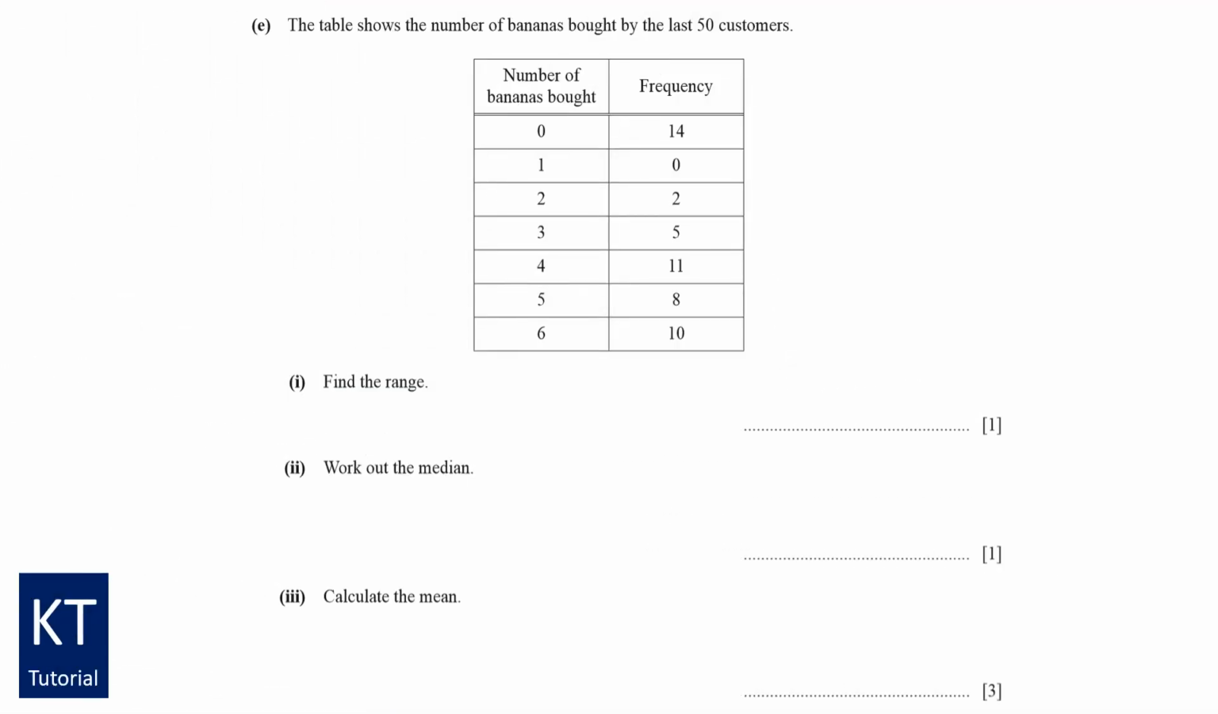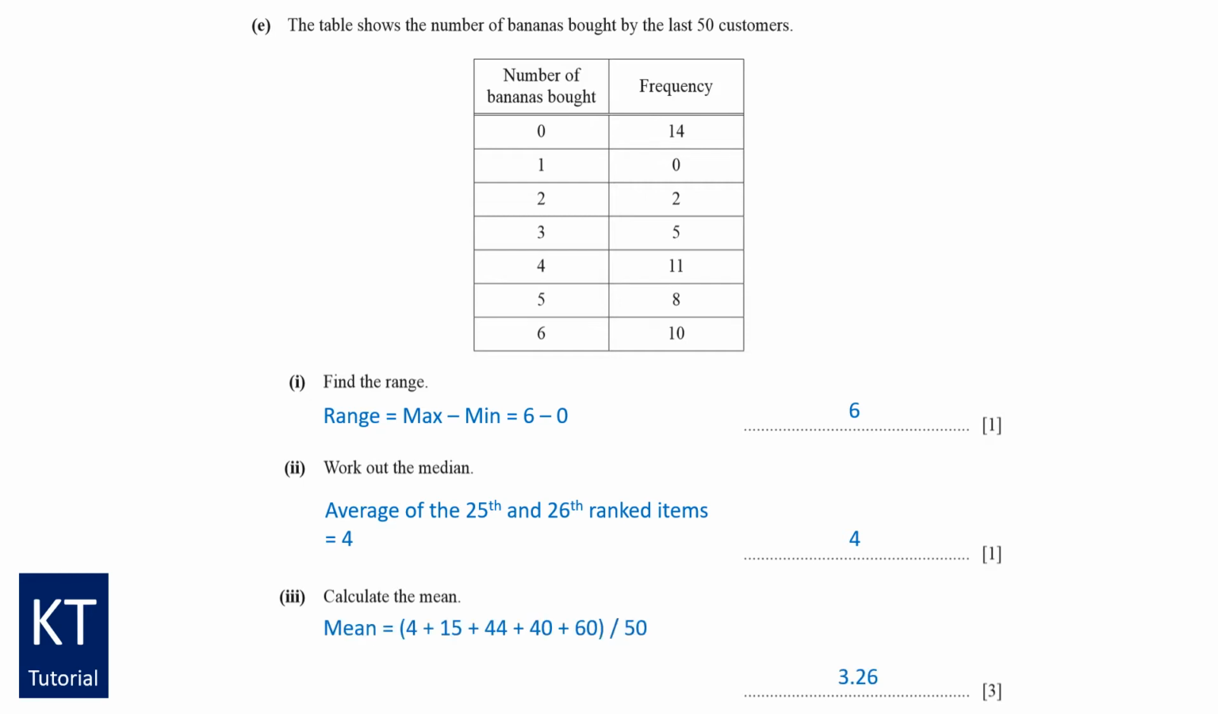Question 3e. The table shows the number of bananas bought by the last 50 customers. Find the range. The range is the difference between its maximum and minimum, and this comes to 6. Next, work out the median. The median is the average of the 25th and 26th ranked item. This is 4. Next, calculate the mean. The mean is the sum of the product for each of the rows on the table, then divided by 50. This comes to 3.26.